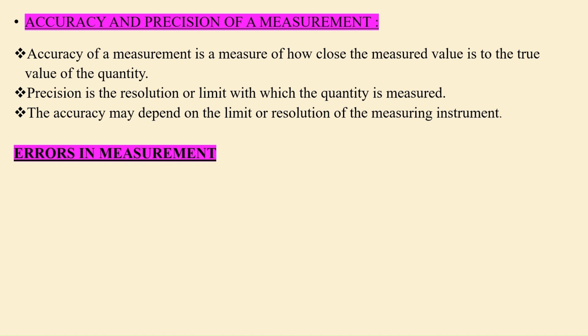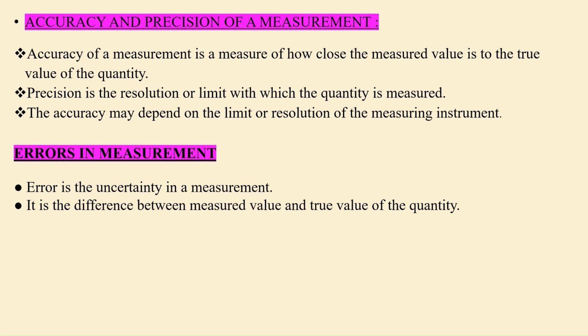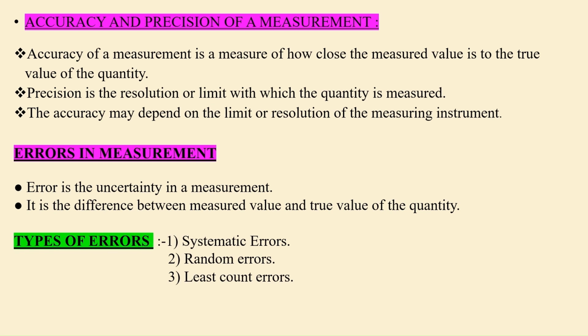Errors in measurement. Error is the uncertainty in a measurement. It is the difference between the measured value and the true value of the quantity. Types of errors: 1. Systematic errors. 2. Random errors. 3. Least count errors.